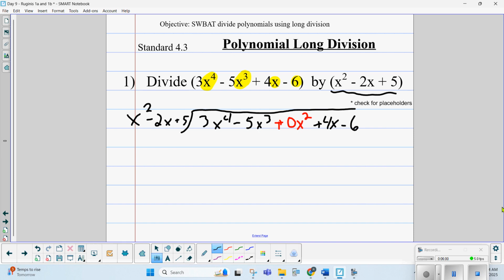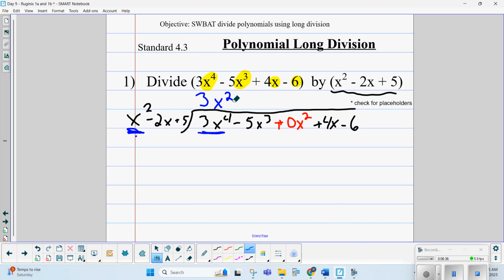4b, you haven't seen this before, so we're going to have to talk through step by step how to do this. We start just the way you'd start normal long division. You look at the first piece, and you look at what you have in your divisor, and you say, what do I need to multiply x squared by to get 3x to the 4? Or how many times does x squared go into 3x to the 4? Well, it would go in 3x squared times.